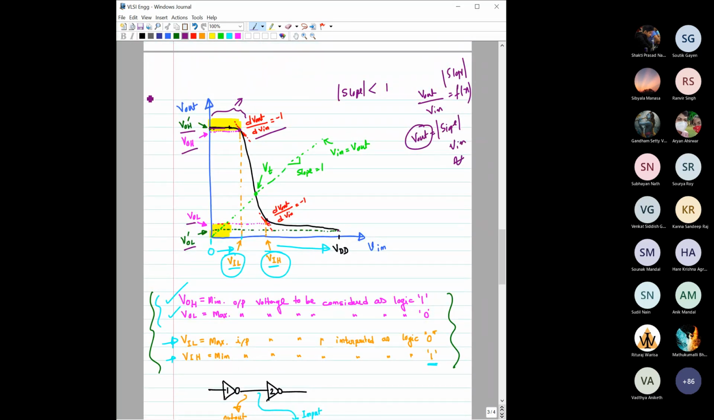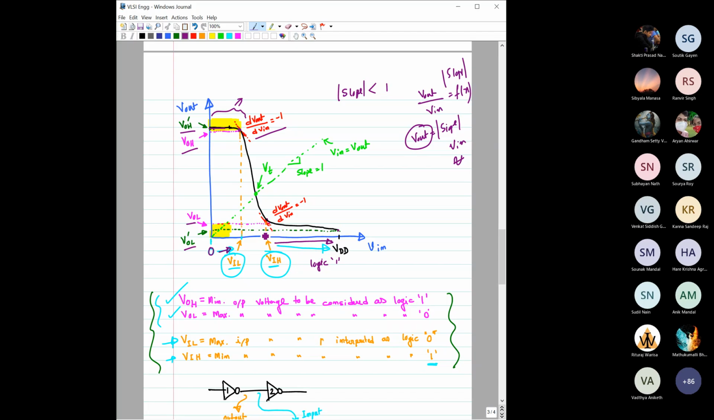So what is the logic for the input voltages between VIL and VIH? What logic do we consider for those input voltages? VIL and VIH means I think I have said the voltage from here to here is considered as logic 0, and voltage from here till here is considered as logic 1. No, sir, in between VIL and VIH, for those, why are we not choosing?